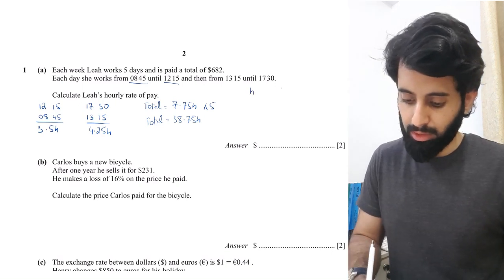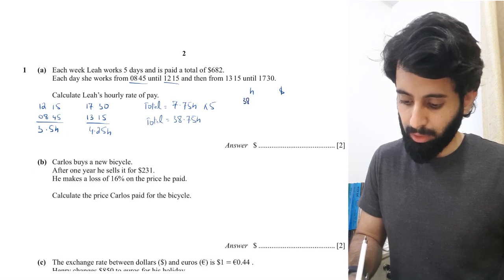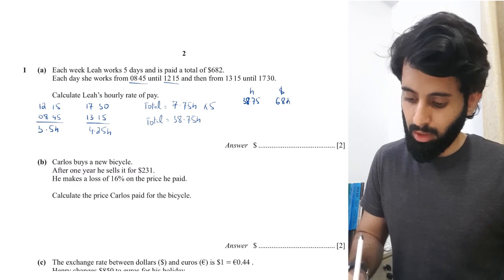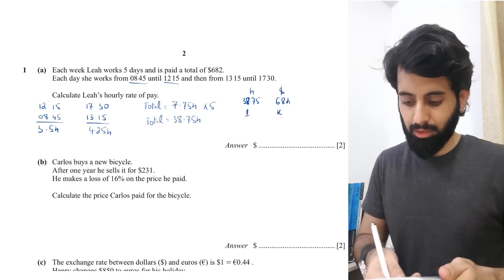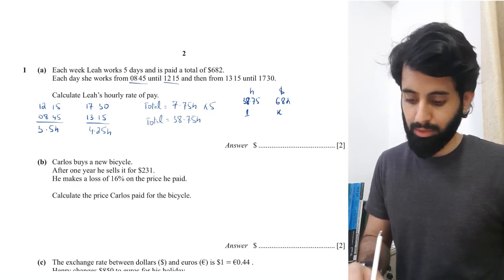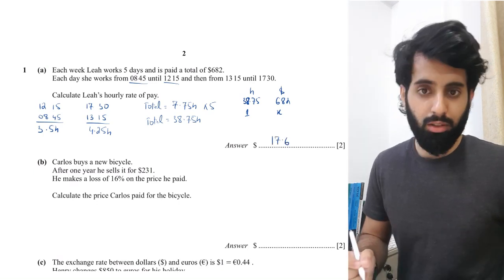One for hours and one for dollars. So for 38.75, she is making 682. So for 1 hour, it's X. All I have to do is, in short, take 682 and divide it by 38.75. So that turns out to be 17.6, which is the correct answer.